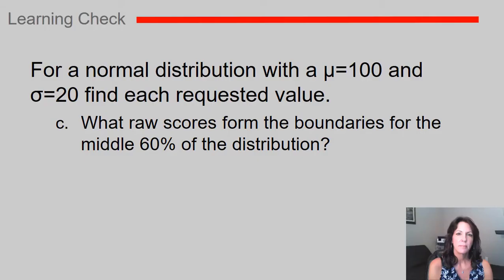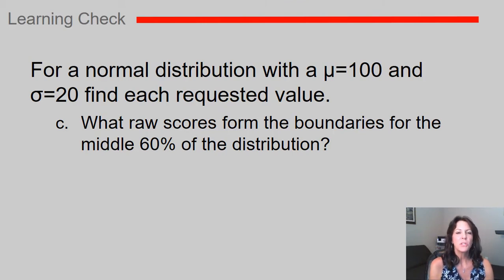Okay. For this last one, we're looking at the raw scores that would form the boundary of the middle 60% of the distribution. And what you will recall is that our unit normal table only goes up to 50%. It only represents 50% of the distribution. And so what we're going to have to do is take that 60% and divide it into two pieces, between the mean and 30% on one side and between the mean and 30% on the other side. So we can do this.